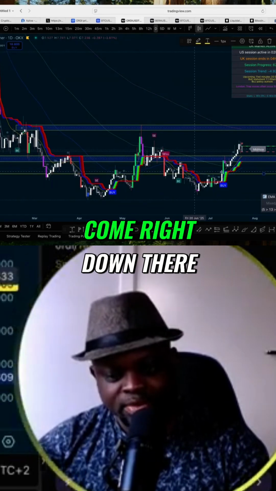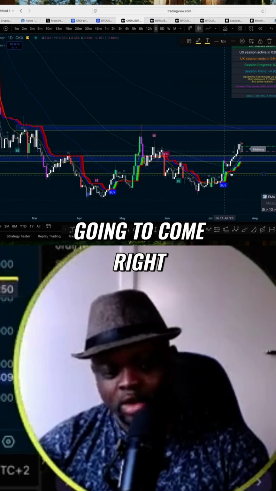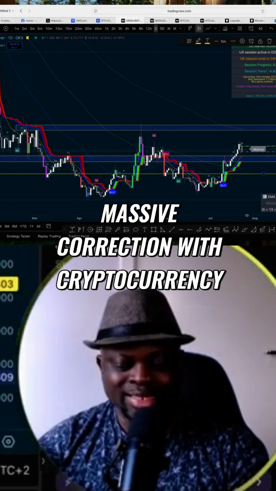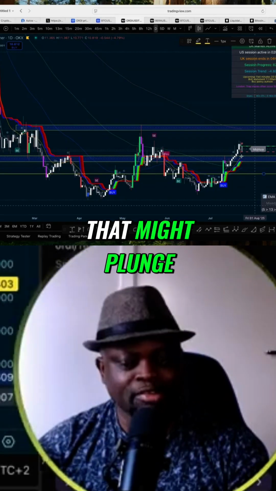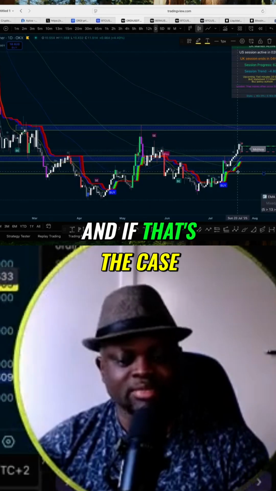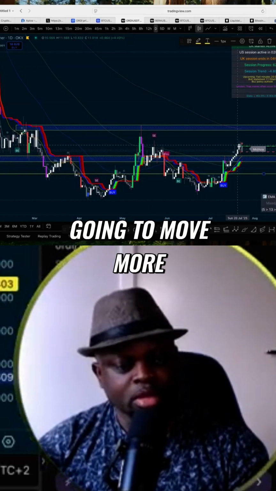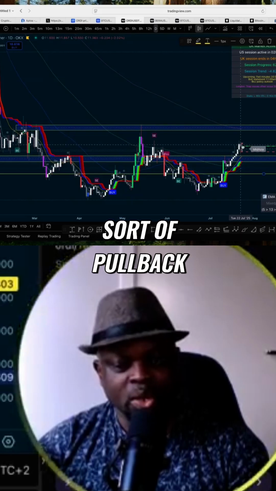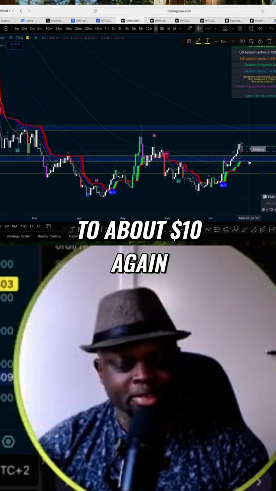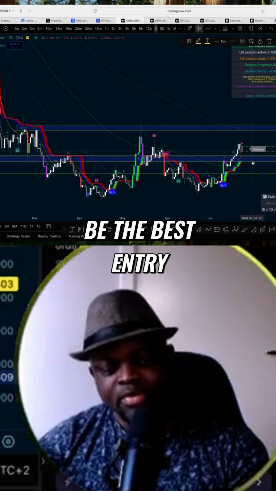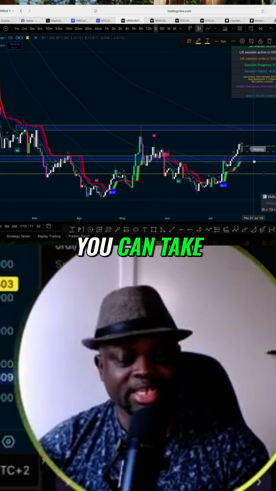Price can still come right down there, but I doubt that price is gonna come right down to about $8 again, except we're gonna see a massive correction with cryptocurrency that might plunge price back down there. And if that's the case, then it means betting that we are gonna move more upward. If we're gonna see some sort of pullback, it should take us to about $10 again. And then from there, you can buy. This is gonna be the base entry, $10. And from there, you can take price right up.